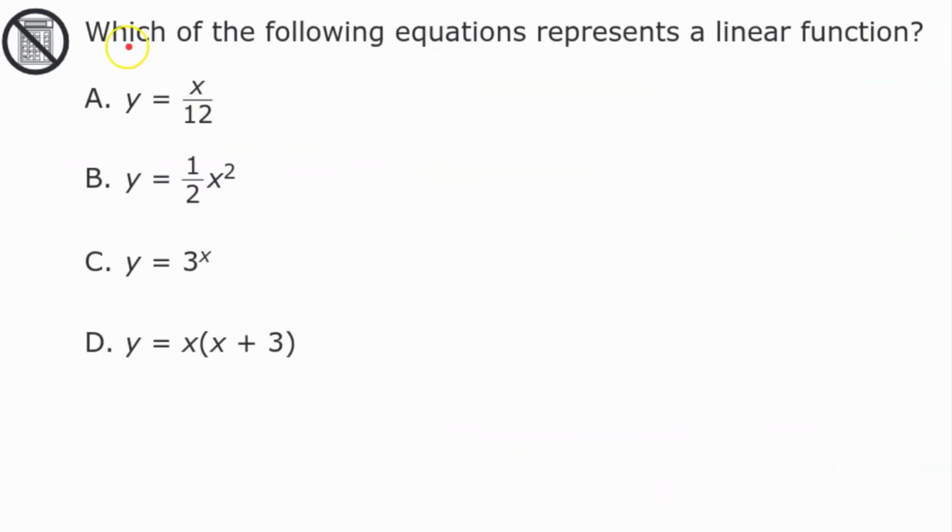Here we have a question for you. Which of the following equations represents a linear function? Go ahead, your turn. Pause. Come back when you're ready.